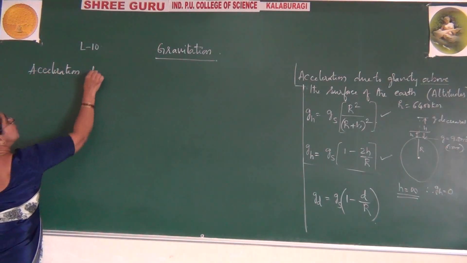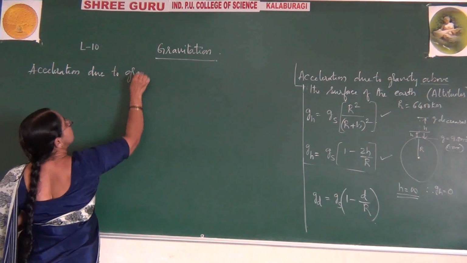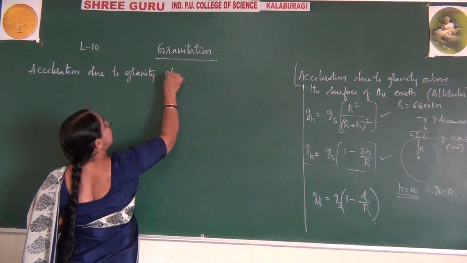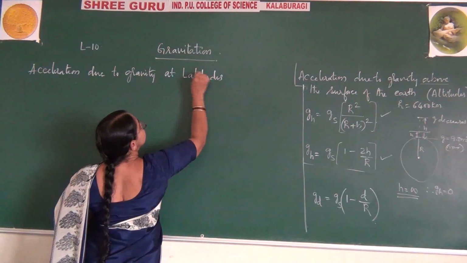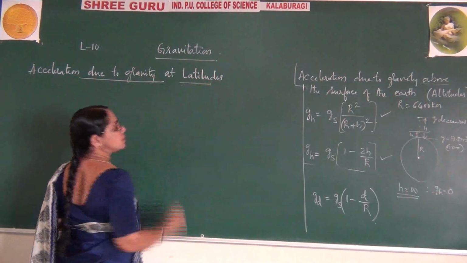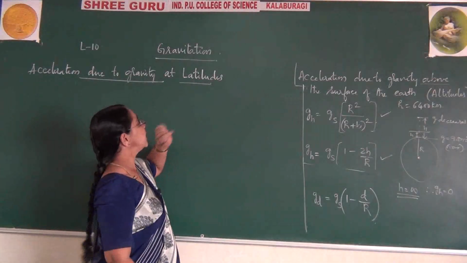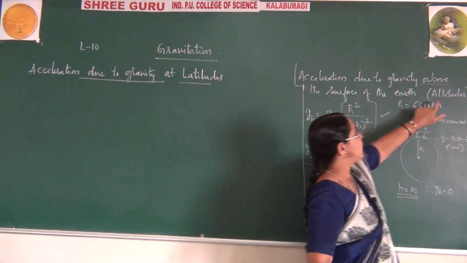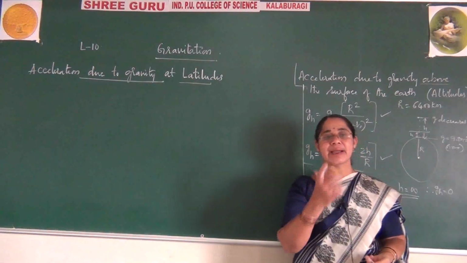Acceleration due to gravity at latitudes. Please be aware of this, because many times both English medium students and Kannada medium students get slightly confused. This is latitude, this is altitude. Altitude means height. Latitude means it makes some angle.